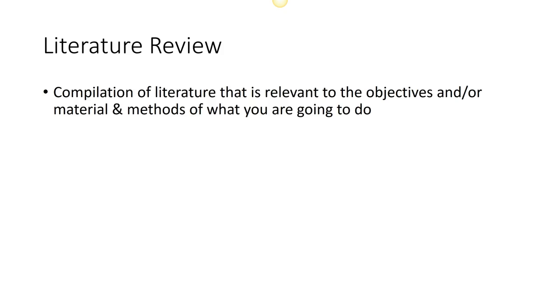The literature review is a compilation of literature that is relevant to the objectives and or materials and methods of what you are going to do. My literature review for my dissertation had 200 different pieces of information in it. I've had students where a master's thesis has had 250 different pieces in it. And a lot of times we take that because it's really a historical research paper, and we can actually go out and publish that. My literature review from my dissertation was published separately because it's a very good piece of information.